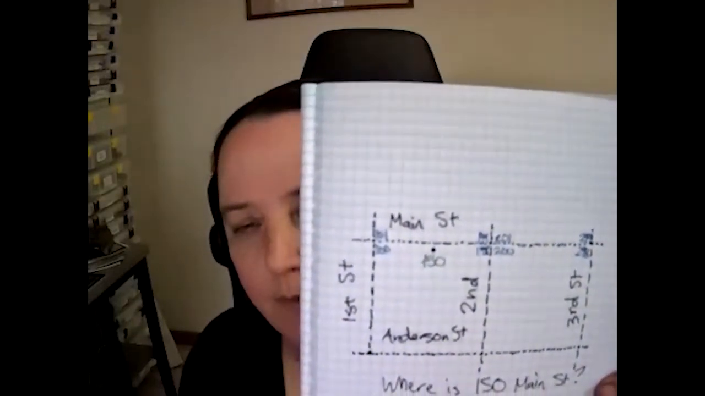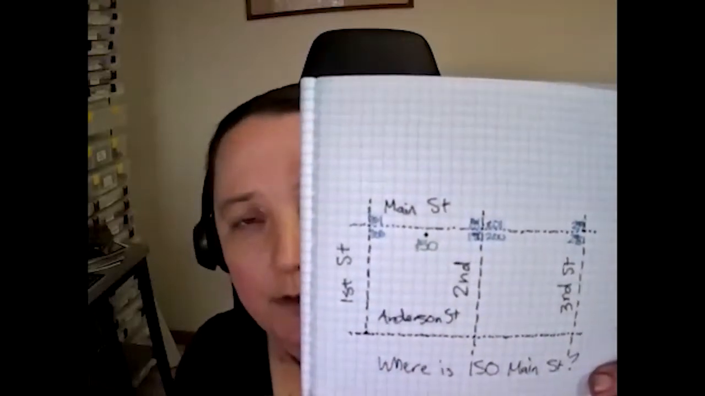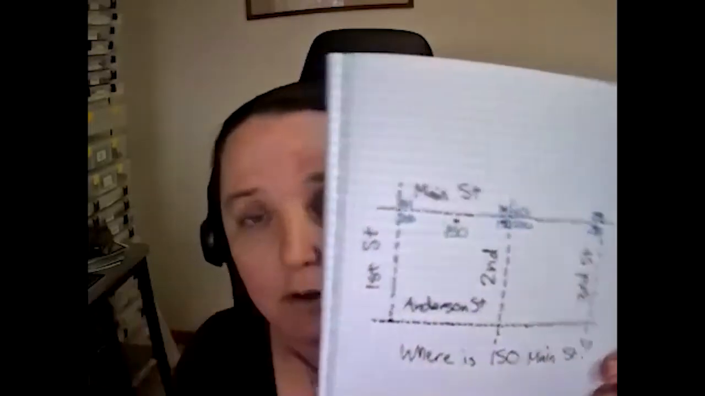Now, if it gets to be a little bit more complicated, I can do that in my head. Like, okay, I know 150 is kind of in between 100 and 200, right in the middle, right? But let's say that we want to know where is 271 Main Street? Okay, 271, even or odd? Odd, right? So it's going to be on the left-hand side of the street. We know that. And so we're looking at the left-hand numbers.